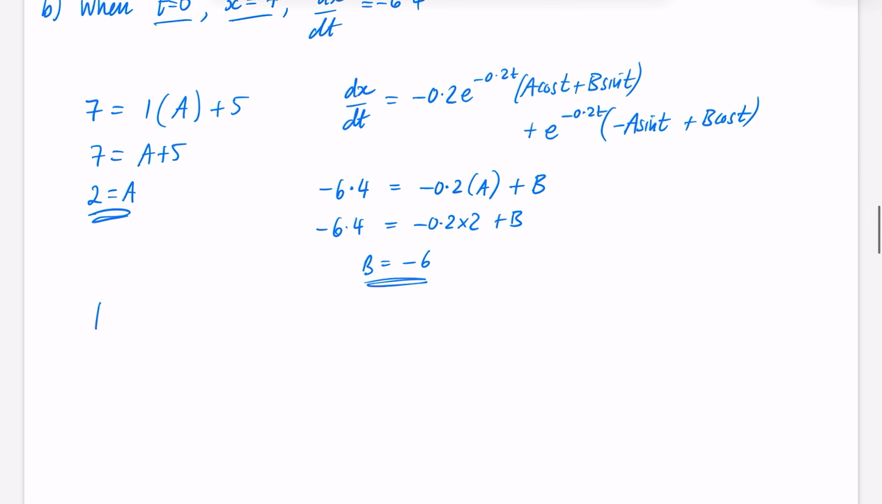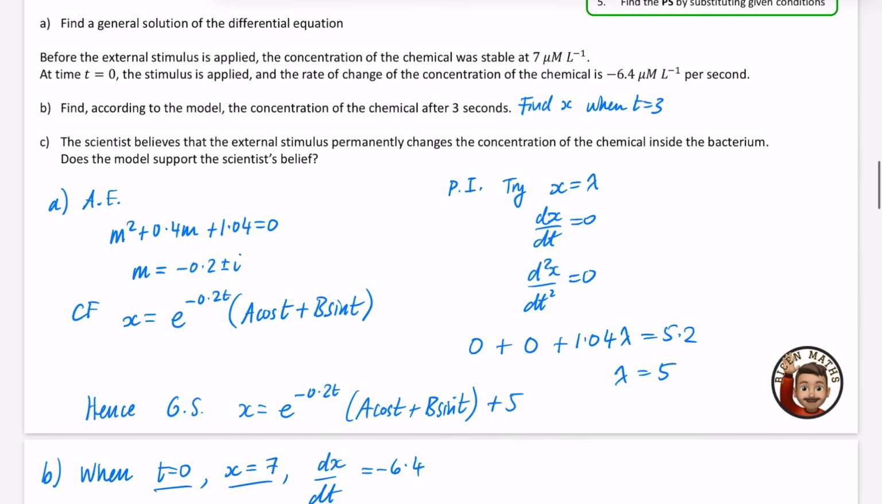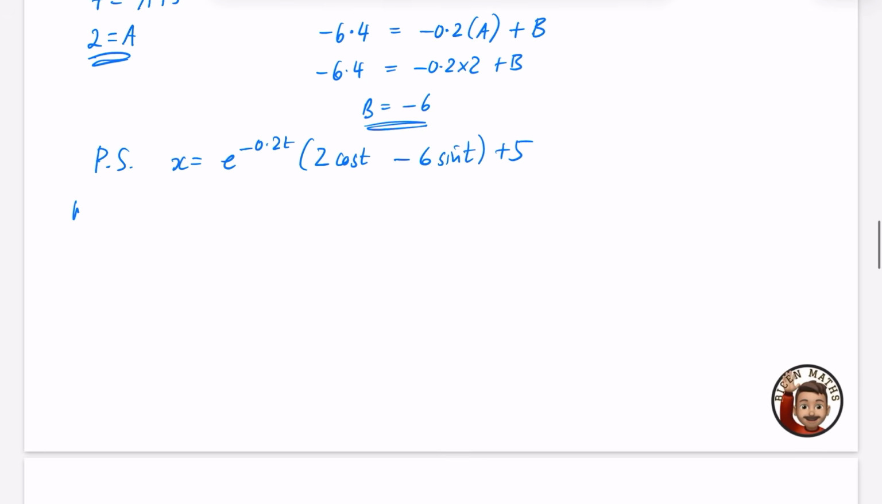So we now actually have our particular solution. X is equal to e to the minus 0.2t, (2 cos t minus 6 sin t), plus 5. And remember what the question actually wanted us to do. It wants us to find x when t is equal to 3. So when t equals 3, I don't need to show the substitution. I can just do this on my calculator. I'm not going to get any marks for this. So I will store in my calculator that t is 3, and I'll be doing e to the minus 0.2 answer multiplied by 2 cos answer.